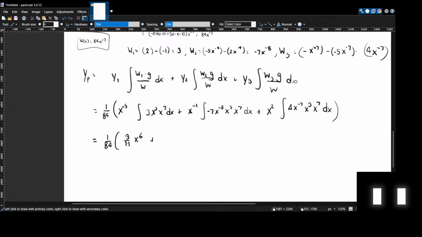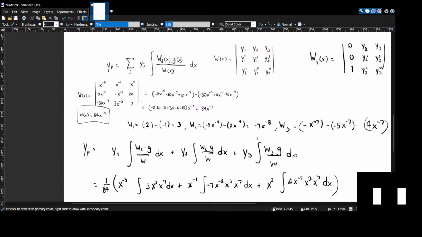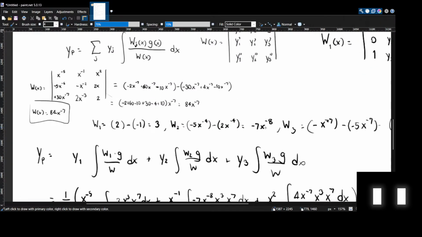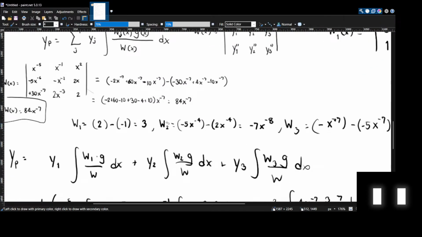This is 3x cubed. This is going to become x to the 10. So it becomes x to the 6. This one is x squared, which becomes x to... Wait, what? I may have done something wrong. Give me a sec. W2.